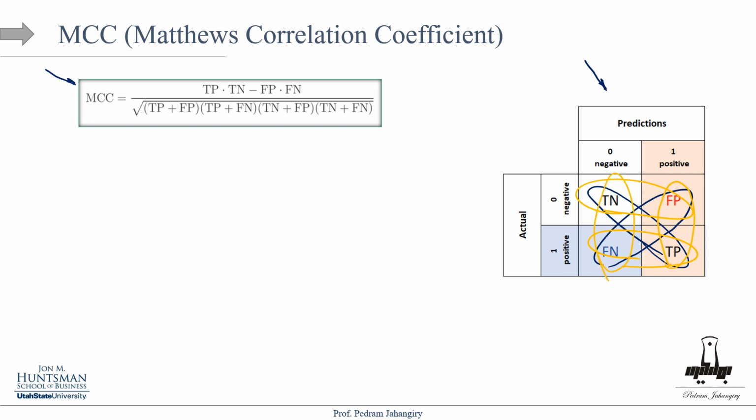So what is this MCC? An interesting performance metric, right? We know that accuracy and error rates are misleading, at the very least for imbalanced data sets. Always remember the example that we talked about, right? 98% always no default, and the accuracy is 98%, which is completely misleading.